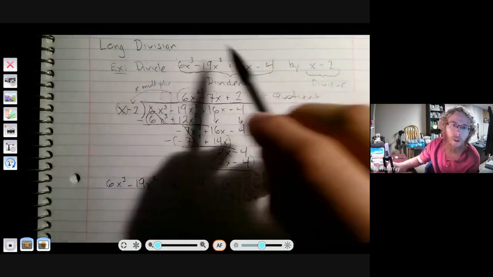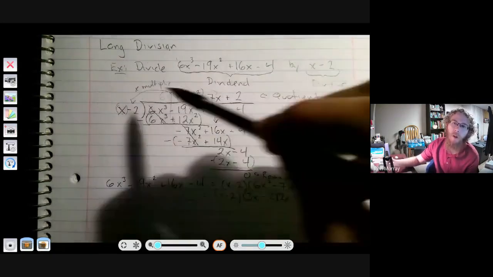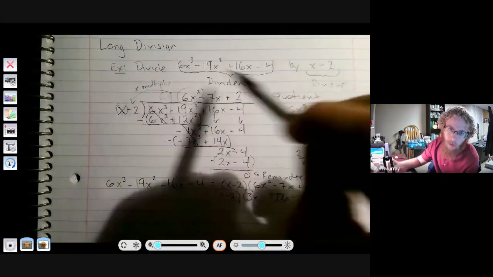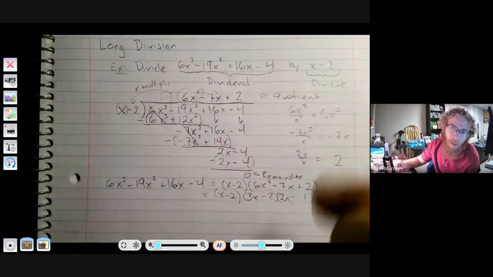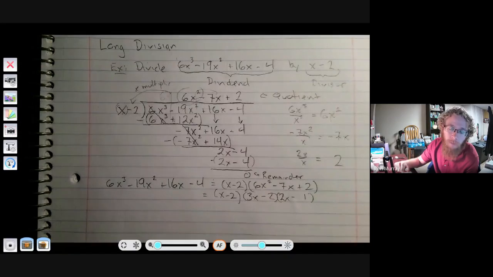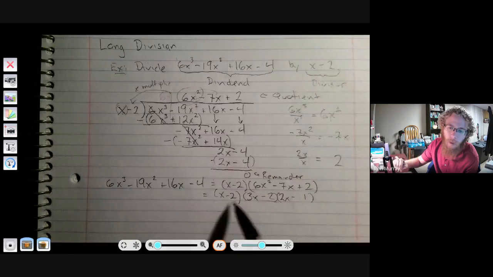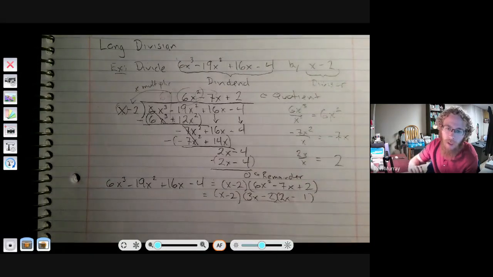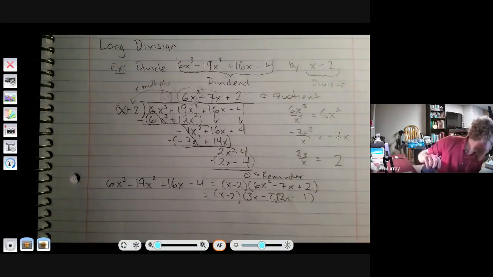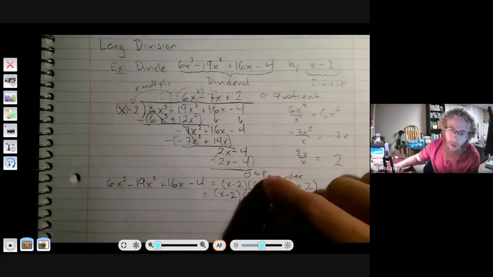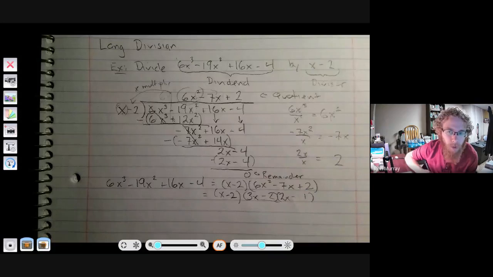So here, I started with this large polynomial that, if I was just asked to factor this by itself, I wouldn't really know where to begin. But once we were given one of our factors, it became much easier to break it up. This was nice because we didn't have a remainder, right? 0 remainder means that it goes into it evenly.